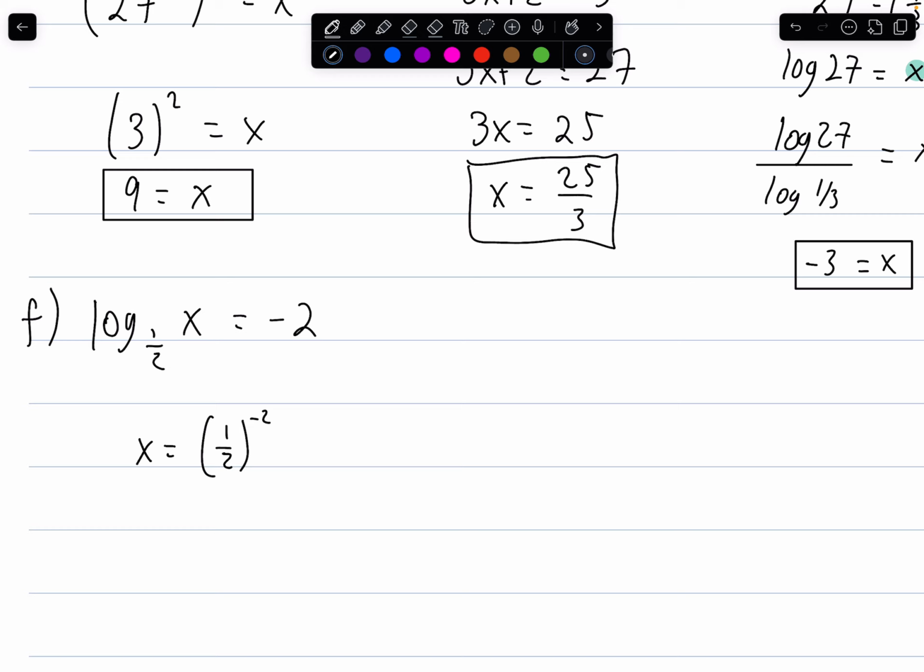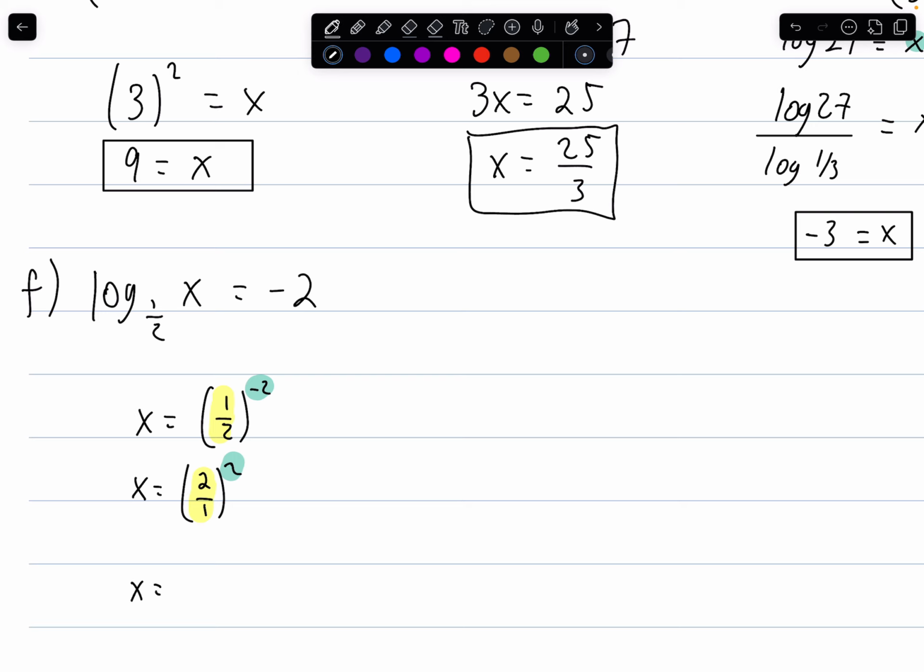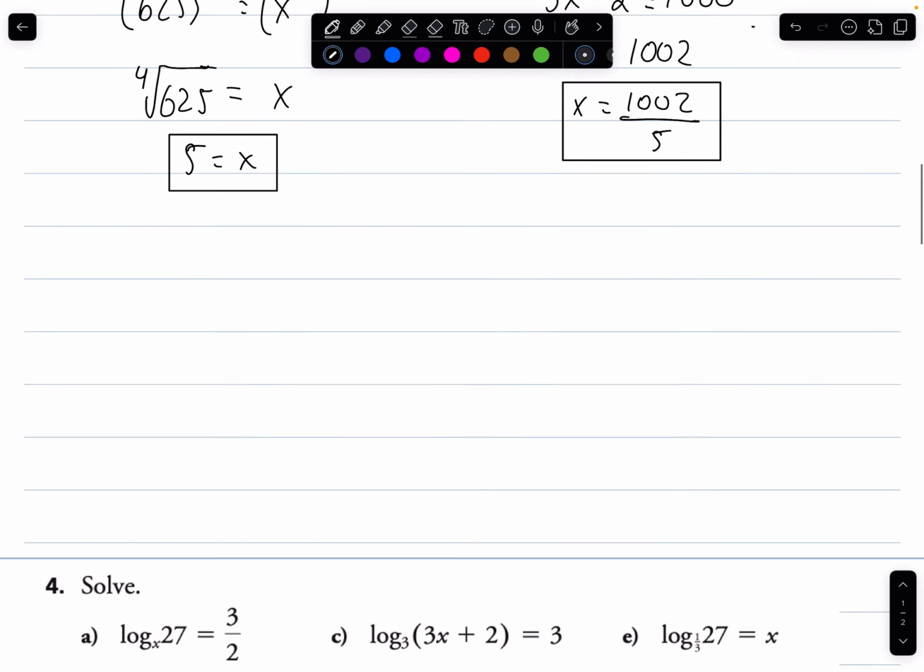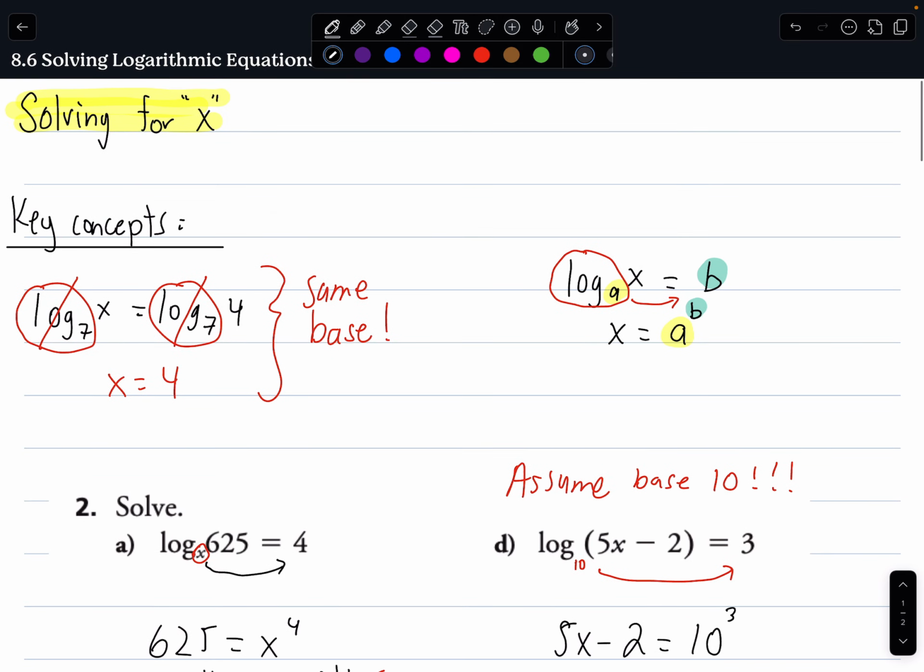Now, for this, 1 over 2 to the power of negative 2 is the same thing as saying 2 over 1 to the power of 2, right? Because when I have 1 over 2 here, if I flip it, then my exponent changes its sign. And then it becomes a little easier because 2 over 1 squared is just going to be 4. So there's different ways that you can manipulate these equations, guys, but a lot of them comes down to these key concepts and mixing these key concepts with your regular algebra.